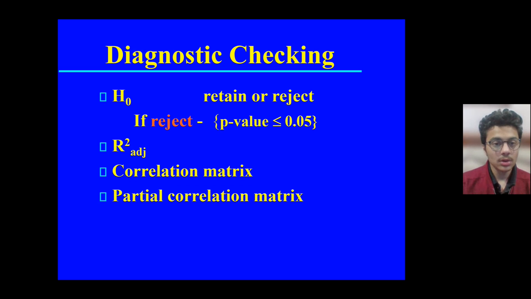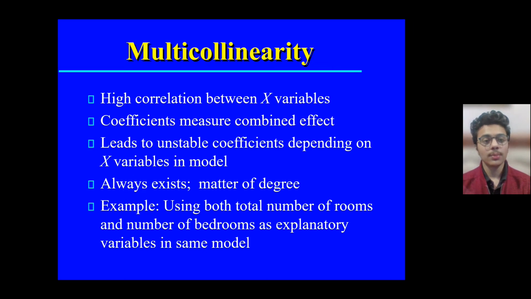R square, correlation matrix, partial correlation matrix, multicollinearity. What is multicollinearity? High correlation between x variables. Coefficients measure combined effect, which can lead to unstable coefficients depending on the x variable model. It always exists as a matter of degree. For example, using both total number of rooms and number of bedrooms as explanatory variables in the same model.